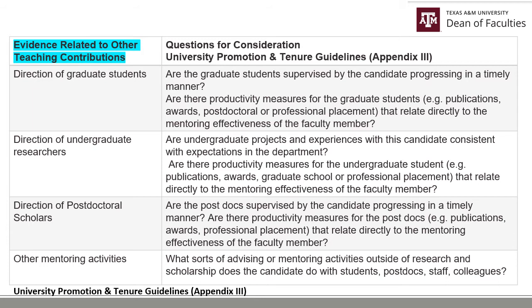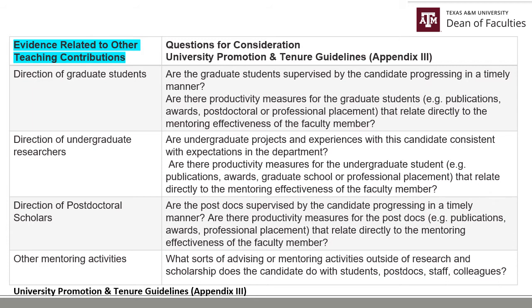Are there productivity measures for the undergraduate student, like publications, awards, graduate school, or professional placement, that relate directly to the mentoring effectiveness of the faculty member? Direction of postdoctoral scholars. Are the postdocs supervised by the candidate progressing in a timely manner?